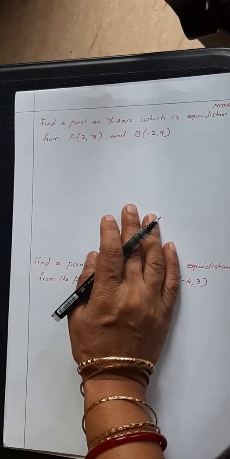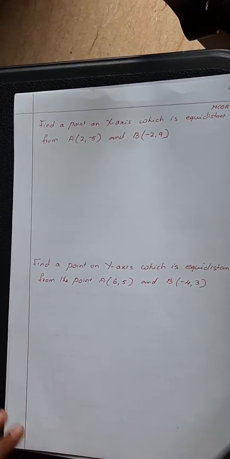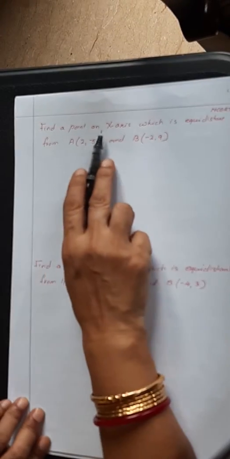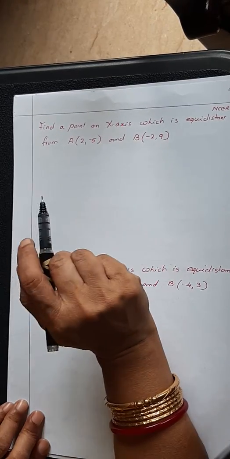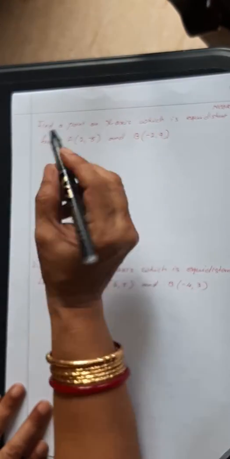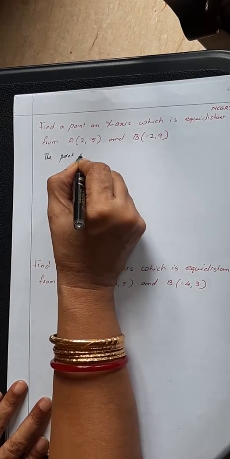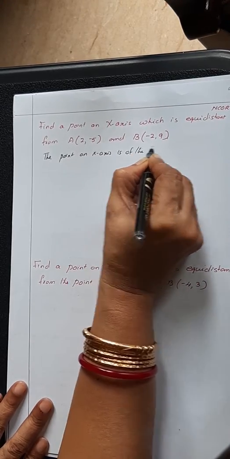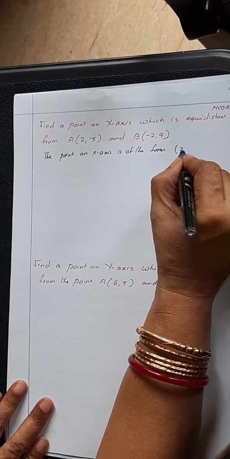Now this question is similar to the concept that we used in the previous problem. There we found the equation and then found the point of intersection of this line with the x-axis. Here we have to find a point on the x-axis which is equidistant from A and B. So straight away we are finding the value. We can write that on the x-axis the y coordinate is 0. So the point on the x-axis is of the form (x, 0).